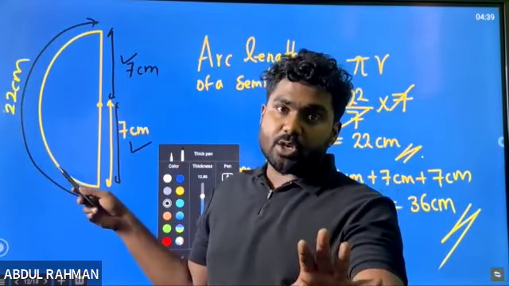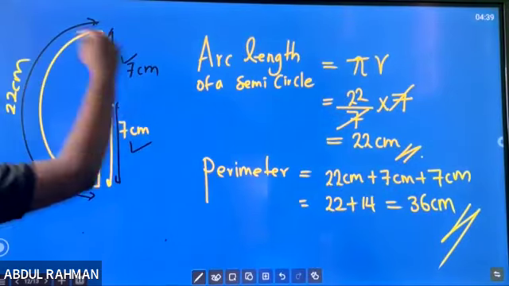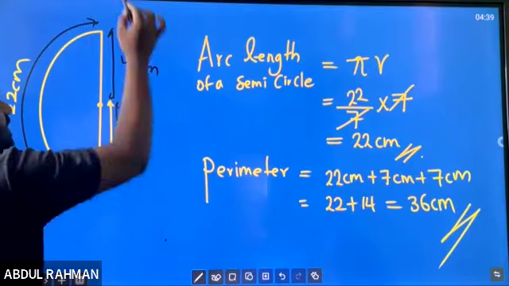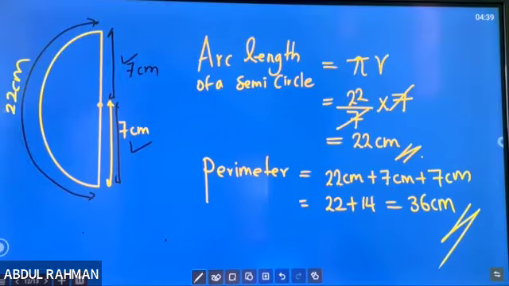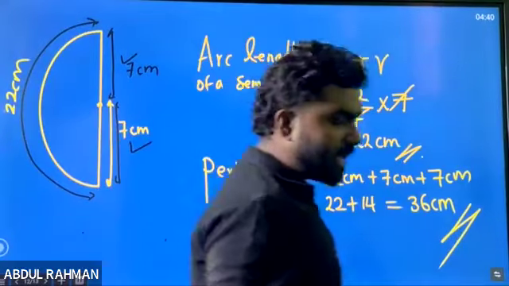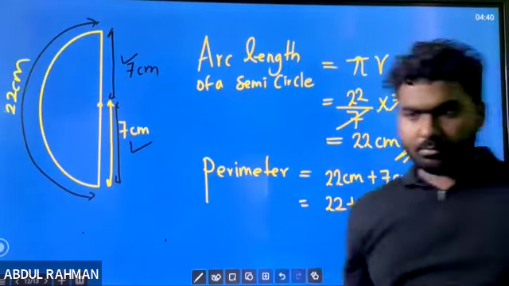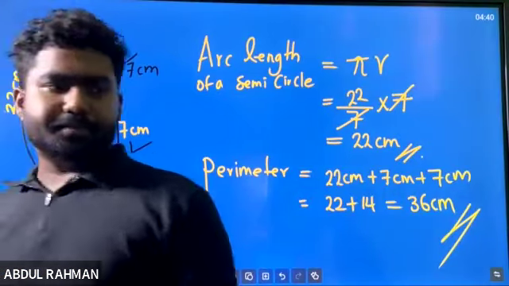In the question, what are they asking you? The perimeter. What do you mean by perimeter? Addition of all the outsides. 22 plus 7 plus 7. What is your answer? 36 centimeter is your answer. Amra, is that clear now? Give me a thumbs up. Yes, all good.